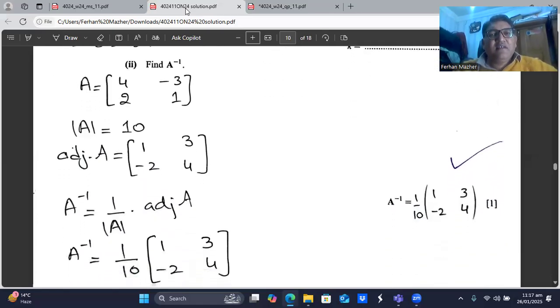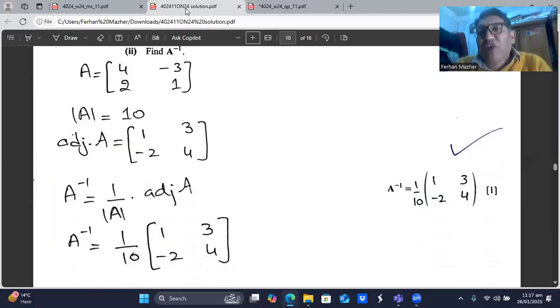And you know A inverse is equal to 1 by determinant into the adjoint of A. We already know the determinant is 10. For the adjoint, you change the position of these two members and you change the sign of these two members. Change the position of these two with each other and change the sign of these. So here you will have 4, here 3, here -2, here 1. That's how you find the adjoint of A. A inverse is equal to 1 by 10 into 1, 3, -2, and 4. So this is how you find A inverse.